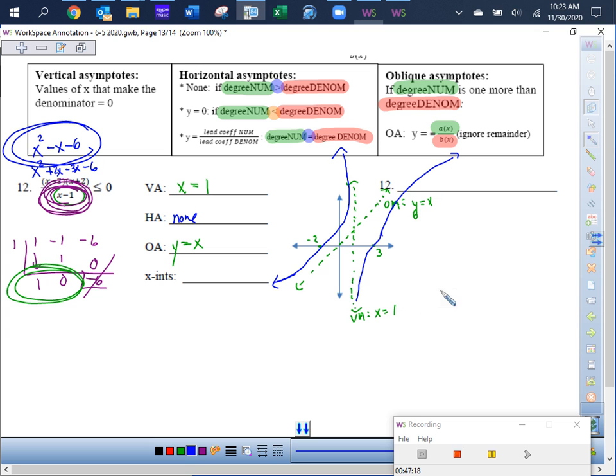They want to know where this guy is less than or equal to 0. So where should I highlight? Above or below? Below. Less than 0. So brown. See if you can get the right intervals. Read from left to right. Can't touch asymptote. From -infinity to -2. -2 is included because he's an x-intercept.